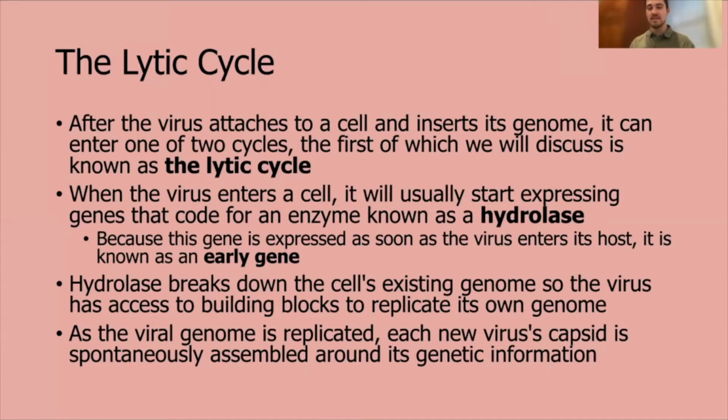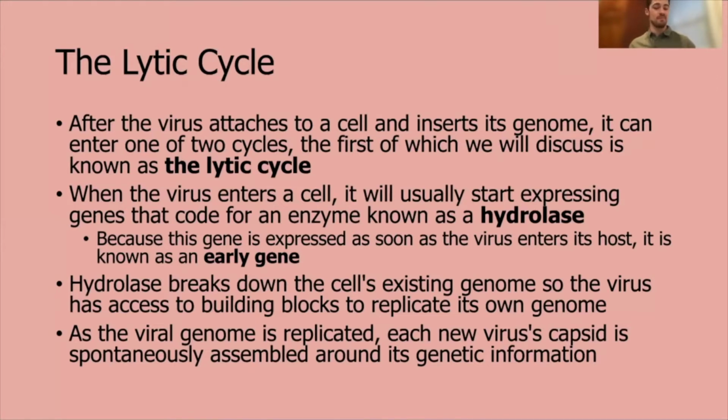Because in the lytic cycle, it's sort of like scorched earth. We're going to take this cell, we're going to take everything that we can, drain it of its resources, and then as soon as it's done, it's going to explode and it's going to release a bunch of viruses. So the viruses really don't care about destroying the genome. It's going to break down the host cell's DNA. It's going to use those nucleotides. And it's going to start replicating its own genome. It's going to start replicating its capsids, all of those parts, and then it's going to start putting them together. So as the viral genome is replicated, each new virus's capsid is spontaneously assembled around its genetic information.